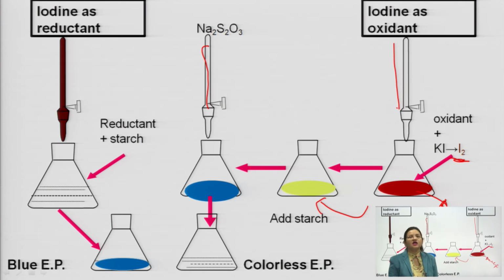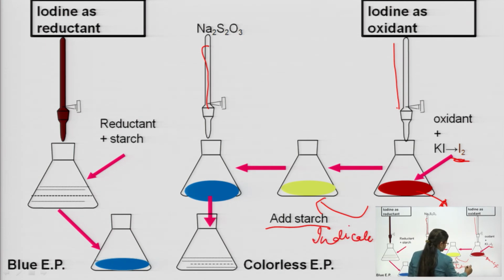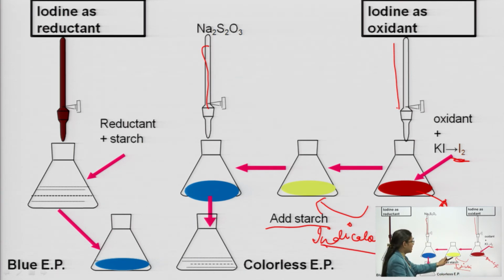This is another thing to be taken care of. Starch or starch mucilage, which serves as an indicator, should not be added at the start of the titration. It is added in between the process, after the analyte has converted all the potassium iodide into iodine solution. This is the indicator, being added to the titration flask.